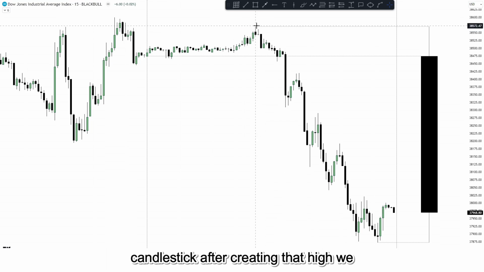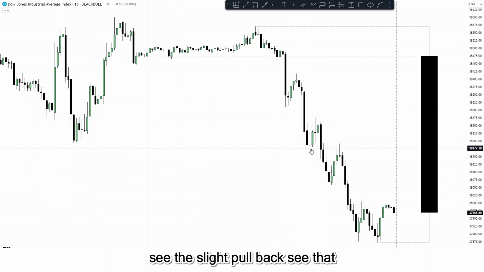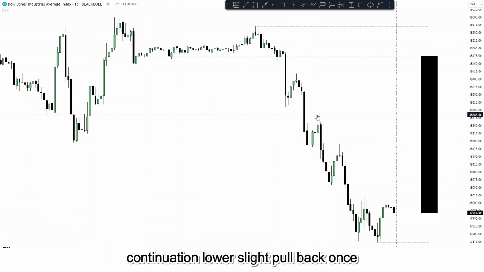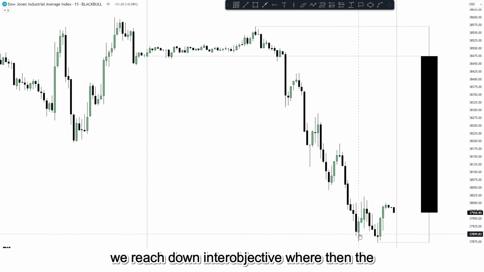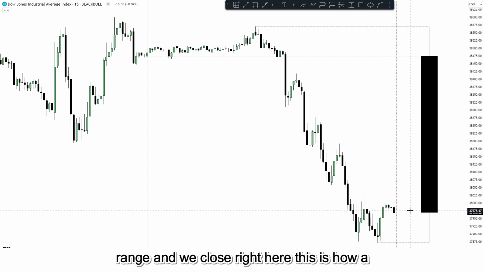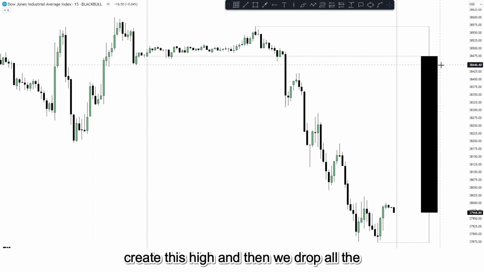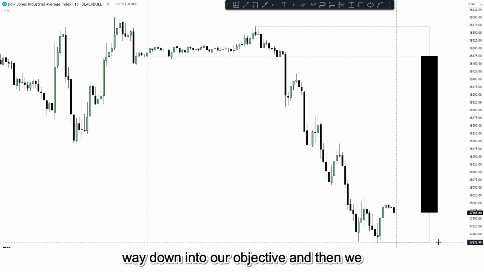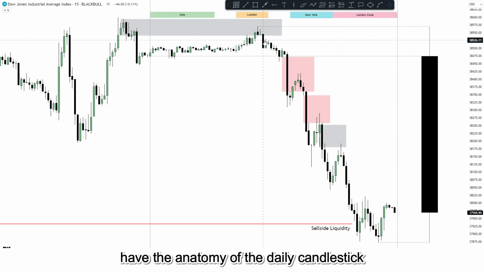After creating that high, we then see the drop lower, see the slight pullback, see that continuation lower, slight pullback once again, continuation lower, all the way until we reach down into our objective, where then the candlestick comes back into that daily range and we close right here. This is how a daily candlestick forms. We open up, create this high, and then we drop all the way down into our objective, and then we close back into that daily range. Now we have the anatomy of the daily candlestick. Let's simplify it even more.